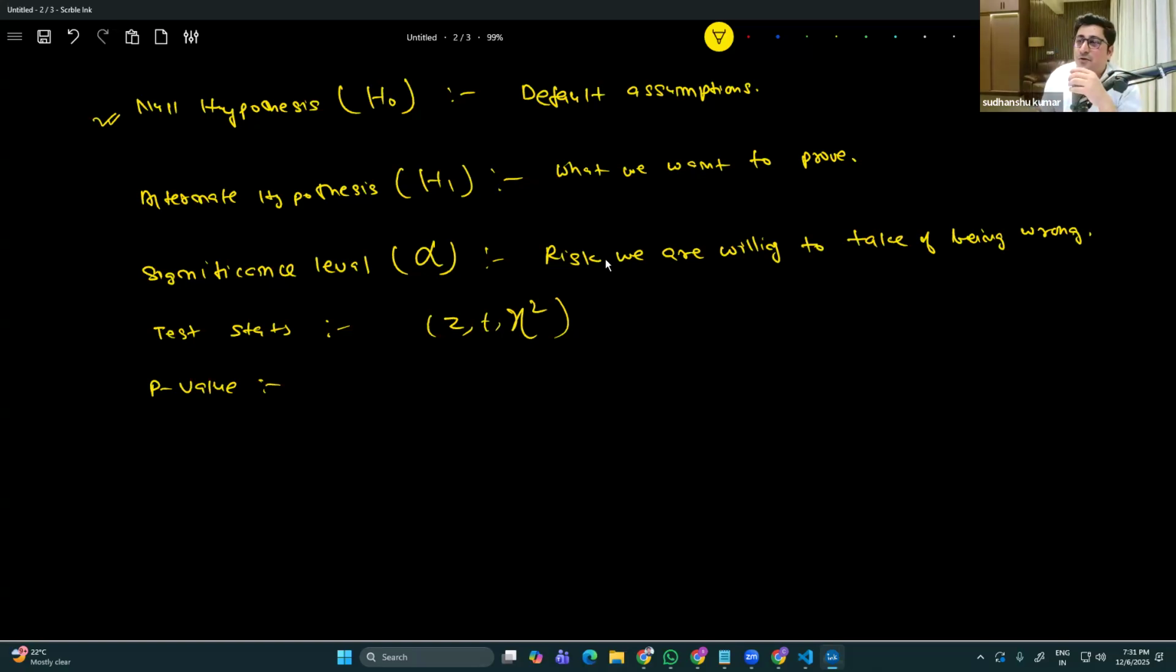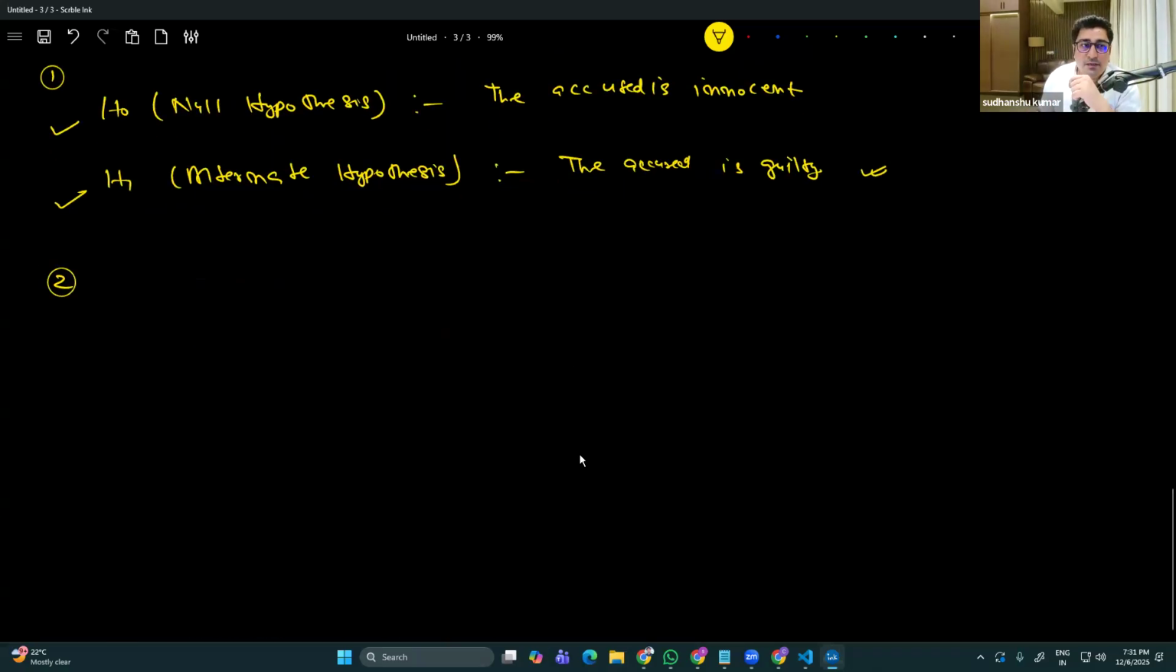So whenever we are trying to build a hypothesis, we always try to choose automatically how much risk we are willing to take. Not more than that, not less than that. This much is the risk which I'm going to take: 1%, 2%, 5%, 10%, whatever. So whenever we are trying to prove or disprove, we try to choose a significance level. It's called alpha.